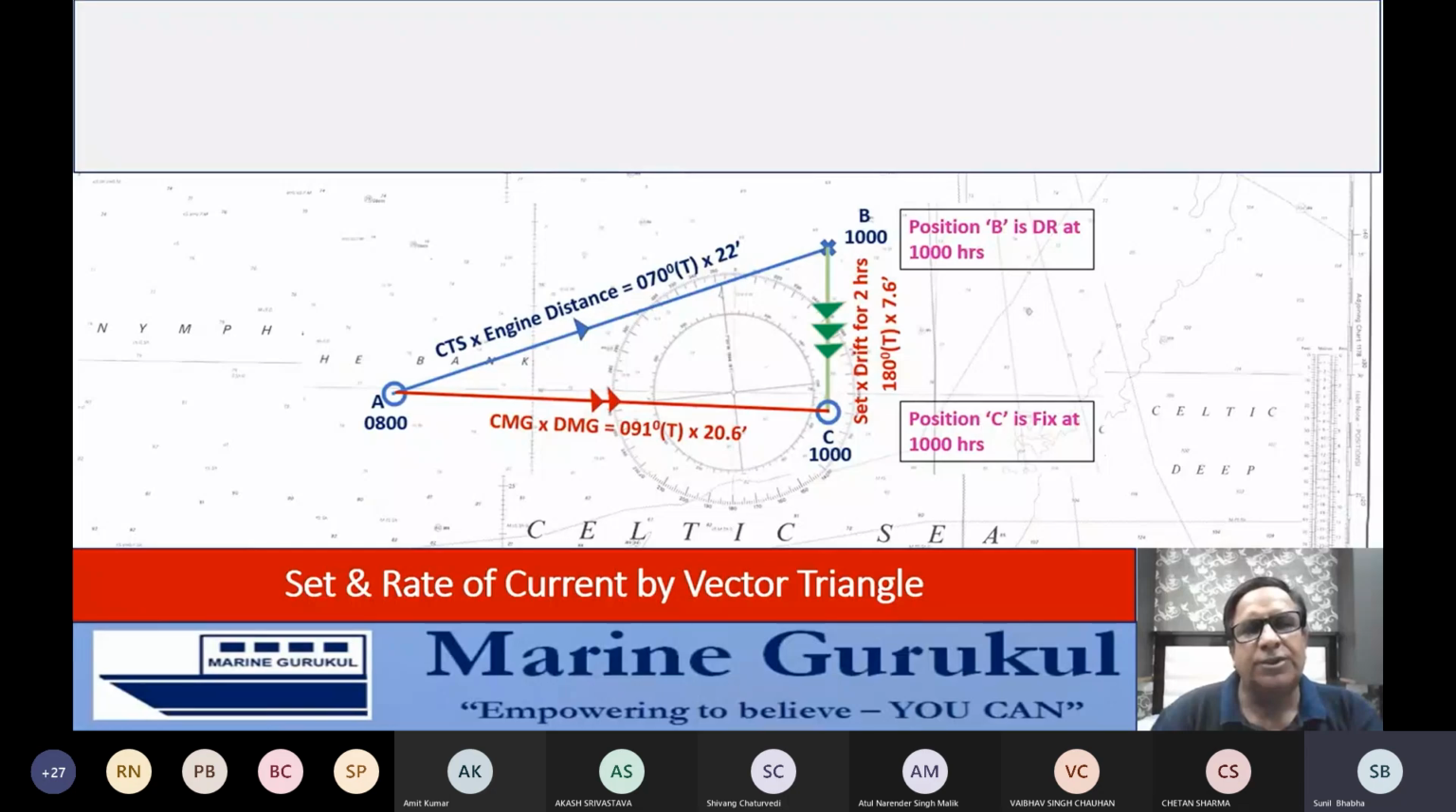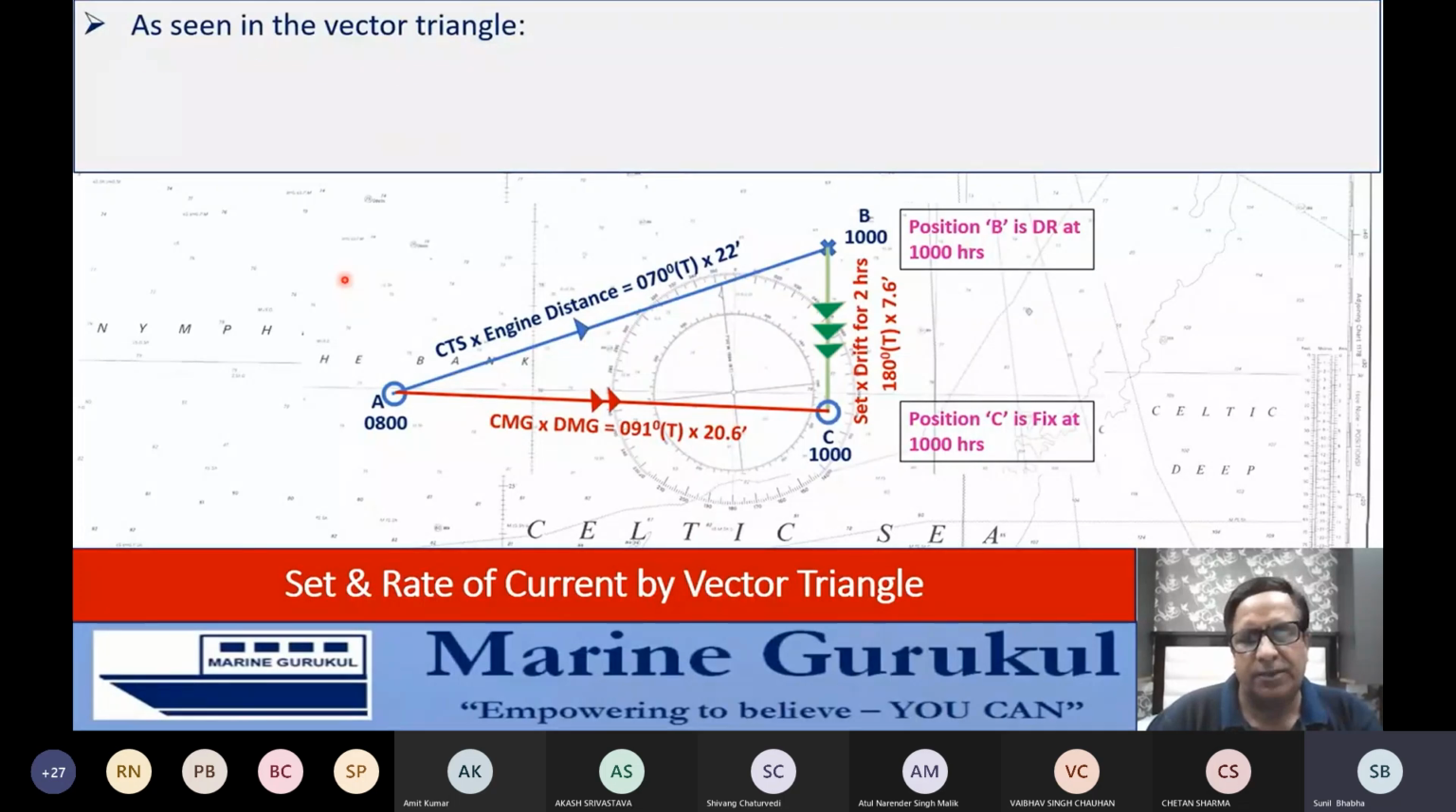Now, there can also be situations wherein on a ship, a vessel wishes to estimate the current that the vessel is experiencing, or in an exam, the current set and rate is to be calculated. If you look at this vector triangle, which we are already familiar with now, the current is the vector joining the DR position to the fix.